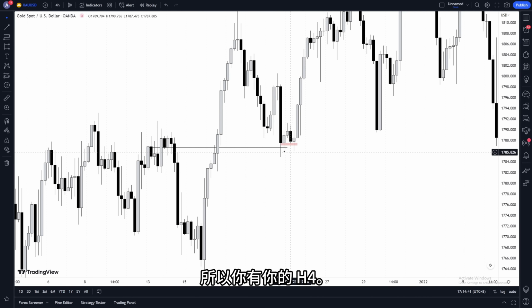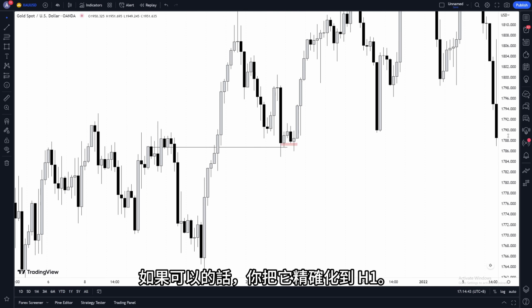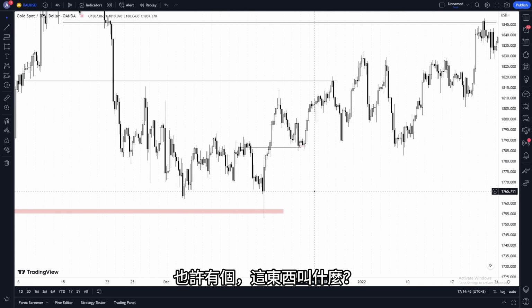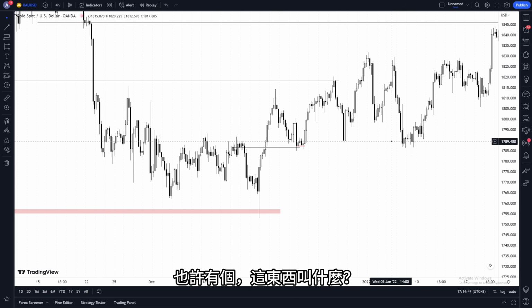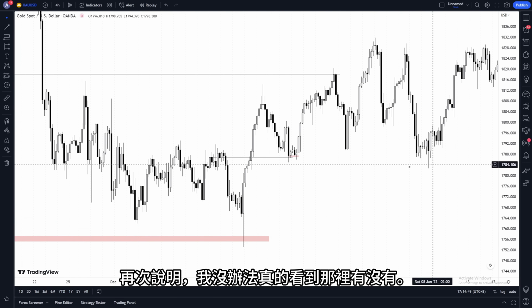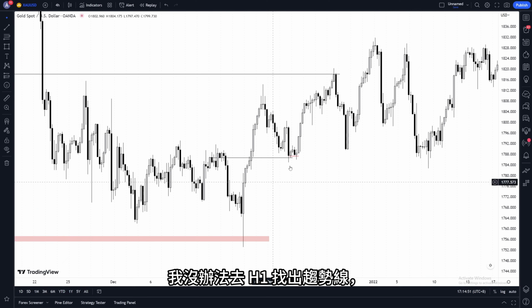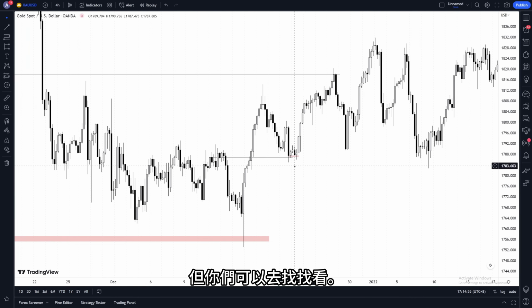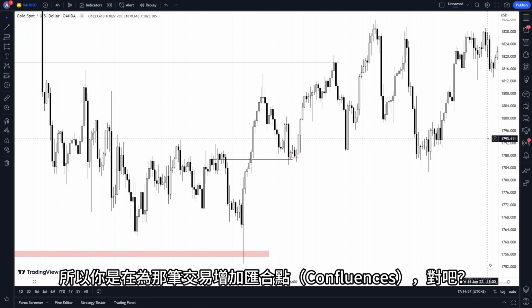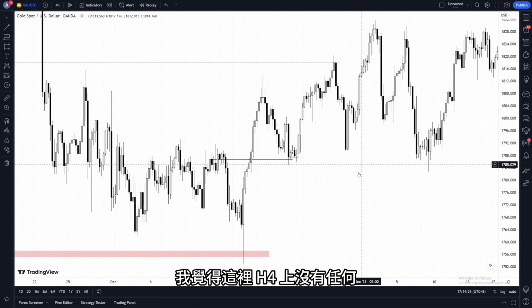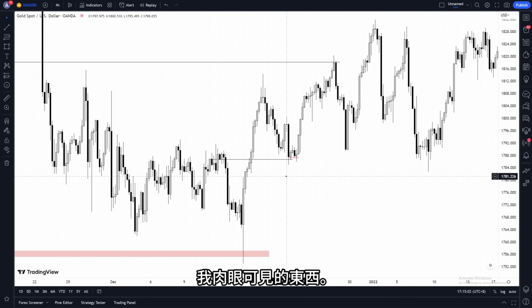So you have yourself your H4. You refine it to your H1 if you can. And who knows? Maybe there's a trend line or something like that. Again, I can't really see whether there is. I can't go to the H1 and try and figure out a trend line if there was one. But you guys can go find out. So you're adding confluences to that trade, right? I don't think there's anything on the H4 here that I can visibly see.